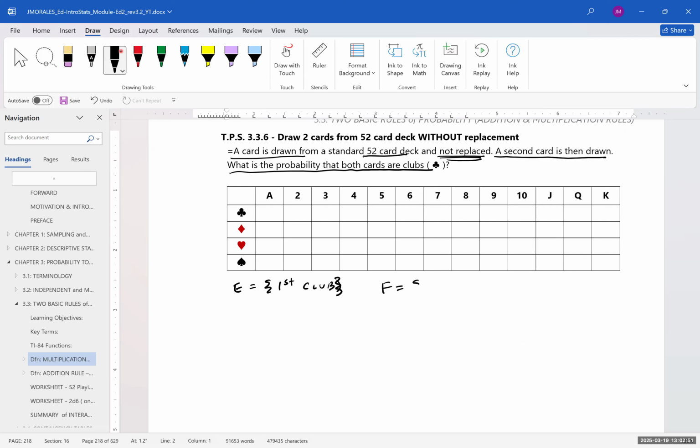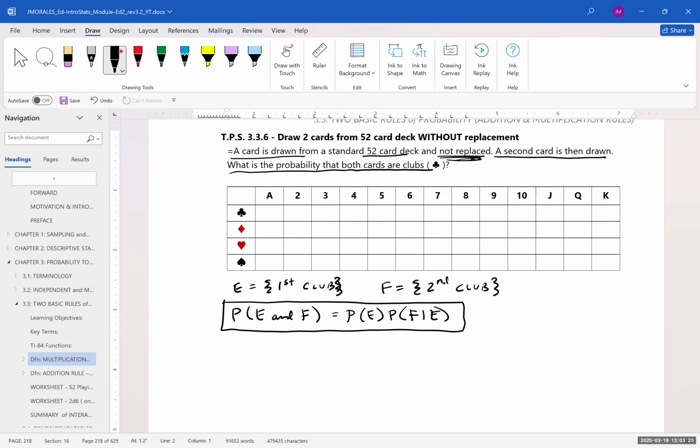And F is that the second card is a club. And we want to know what's the probability of E and F. Now, because we see that it's without replacement, this is going to be the official multiplication rule equation we're going to use.